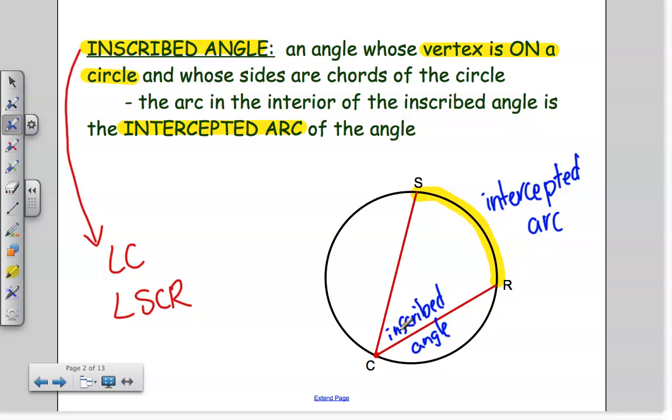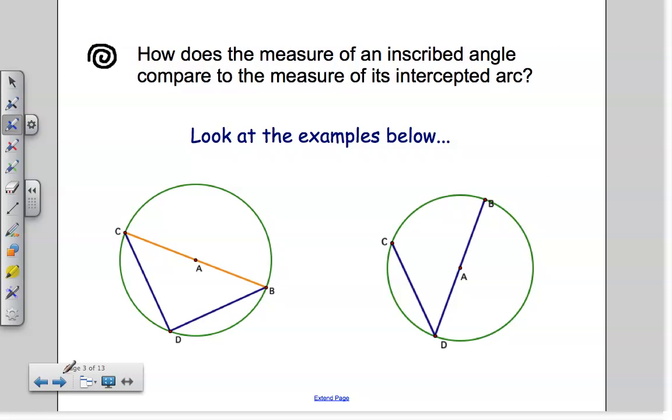And we get to discover what's the relationship between an inscribed angle measure and its intercepted arc measure. Discovery here: how does the measure of that inscribed angle compare to the measure of its intercepted arc? So I'm going to look at these examples here. I have an inscribed angle at vertex D because its vertex is on the circle. Its intercepted arc would be from C all the way to B.